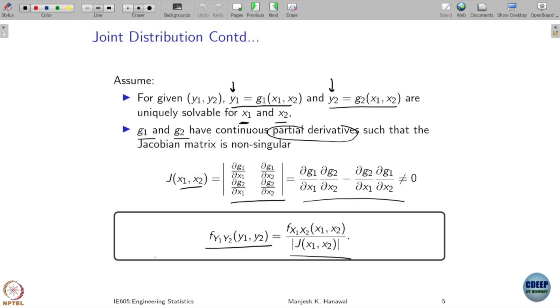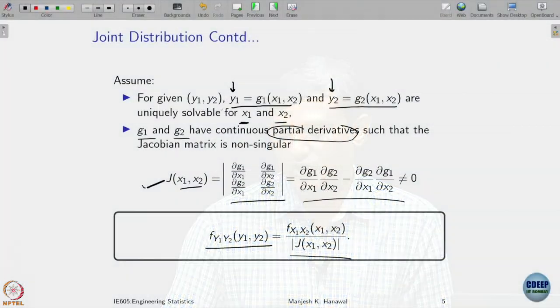We are simply saying that the method is, if I am given two random variables and two functions, and I have y1 and y2 as new random variables, to compute the joint distribution of y1 and y2, I need to first find the Jacobian matrix and find the x1 and x2 which uniquely solve for that given y1 and y2, and for a given f function I use this relation.